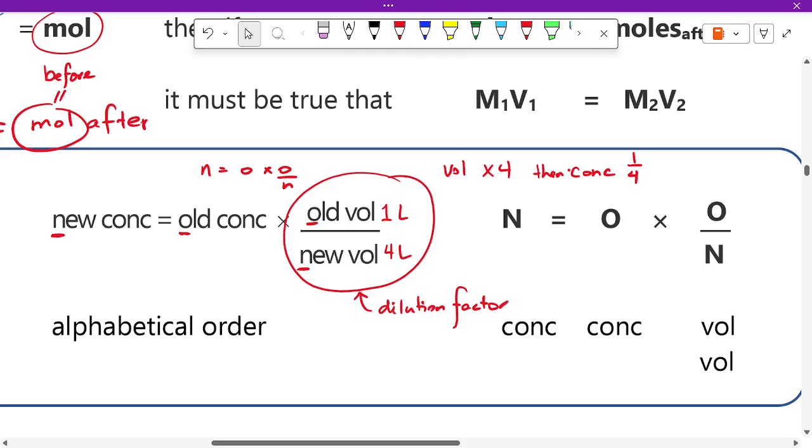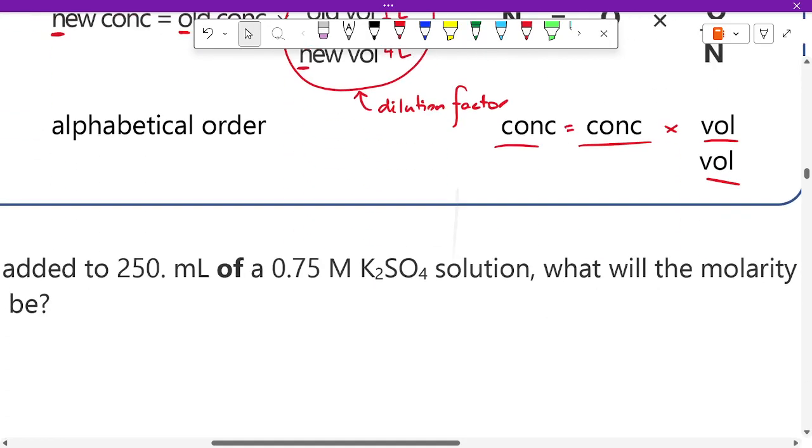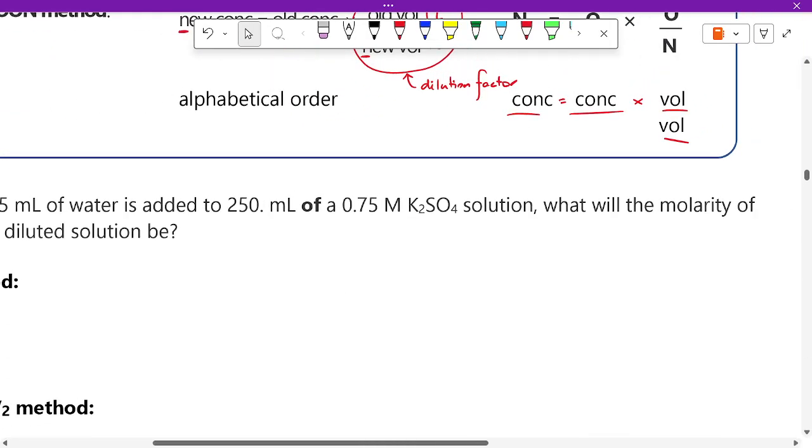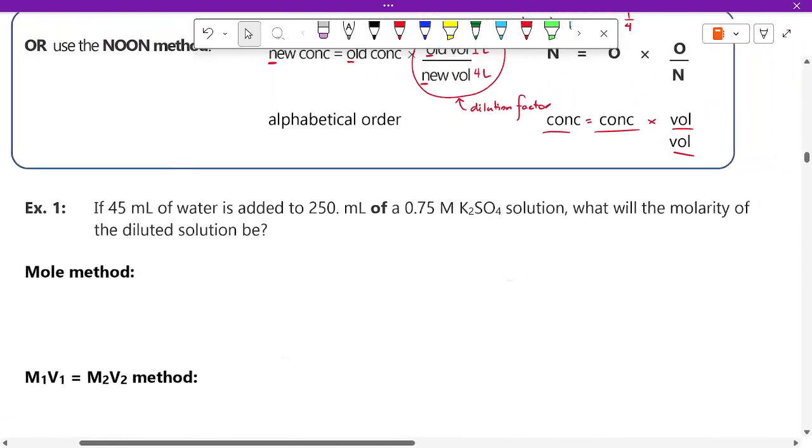Sometimes people don't like this because they're like, I can't remember, is it new volume equals old volume and that kind of thing? It goes in alphabetical order. It goes concentration, concentration, volume, volume. Okay? Concentration, concentration, volume, volume. We're going to try this all the different ways.